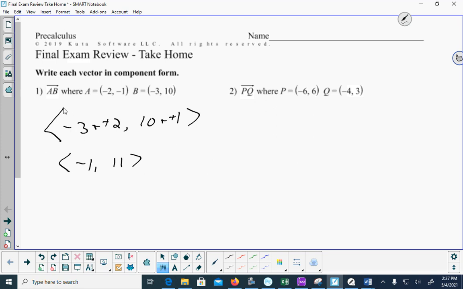Now I'm going to do PQ, again terminal minus initial, so Q is my terminal. So I'm going to take -4 minus the -6, 3 minus 6, and when I do that, I'm going to have [2, -3].